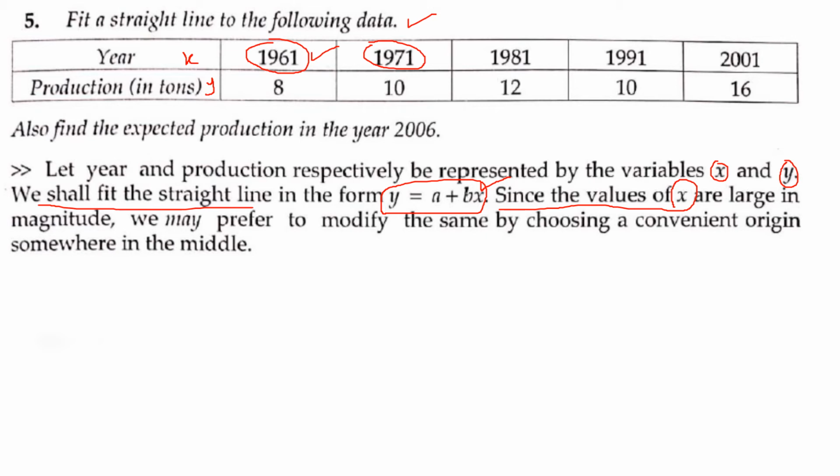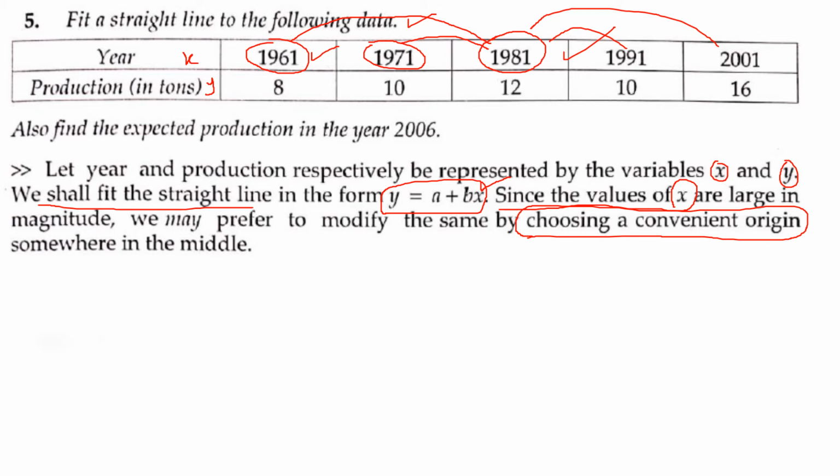How do we simplify the given data? How can we reduce these numbers? Let us see. So here we choose a convenient origin. That means we select one middle value and go on subtracting the values. Let us see how we do that.